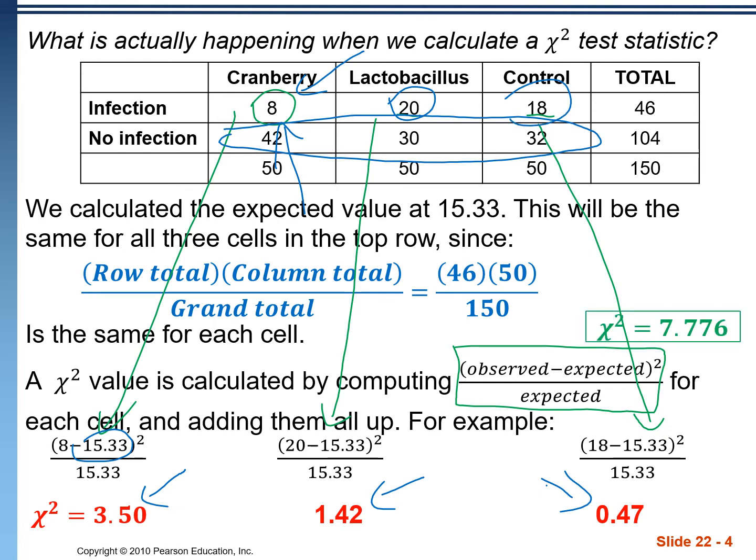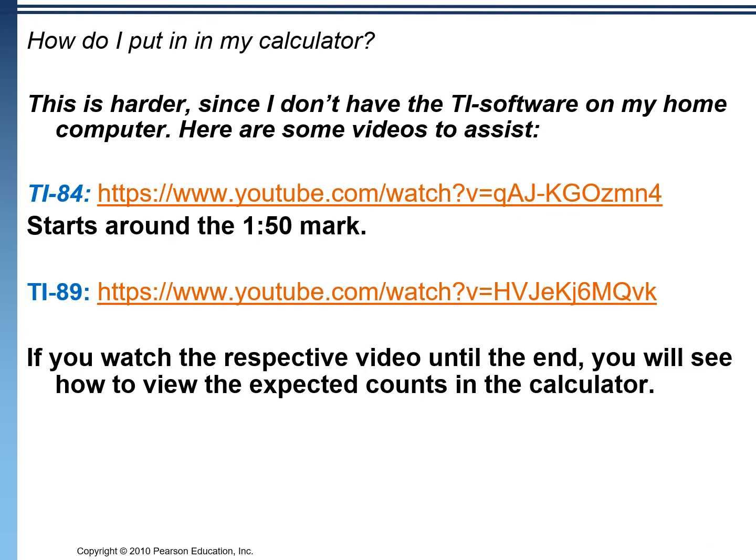If we did all of these cells and added them all up, we would get a chi-square value of 7.776. We could use the chi-square CDF, the same place you would find normal CDF and t CDF, to get a p-value from this. The lower bound is always 0, and for the upper we would put in a big number like 99 or 999.